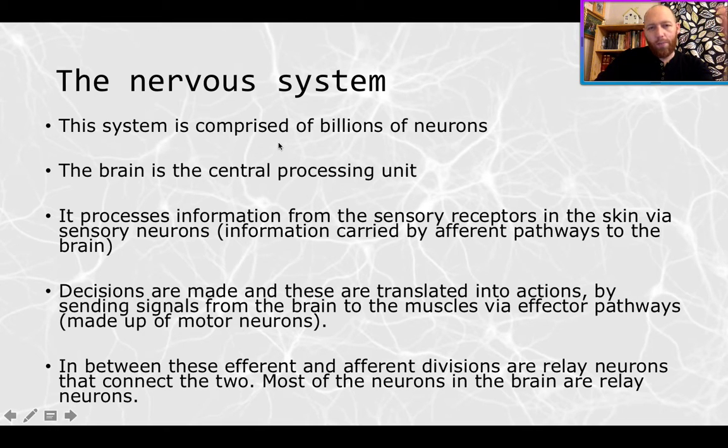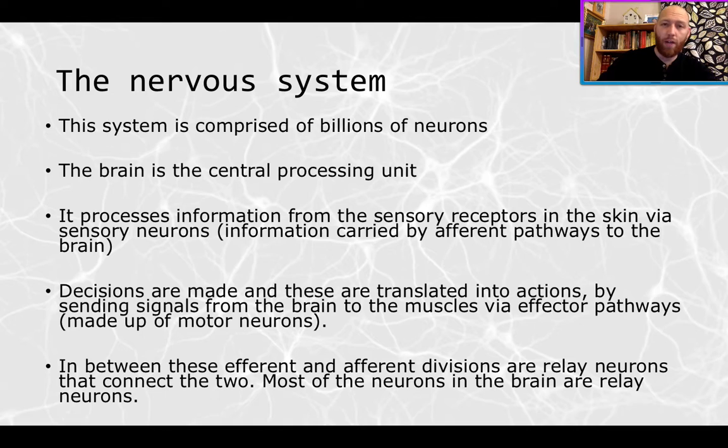The nervous system is comprised of billions of neurons. The brain is the central processing unit. Although many areas of the nervous system can operate more or less independently, we looked at reflex arcs before that do not require instruction from the brain. It processes information in the brain from the sensory receptors. These can be found in the skin, the eyes, the ear, and so forth.